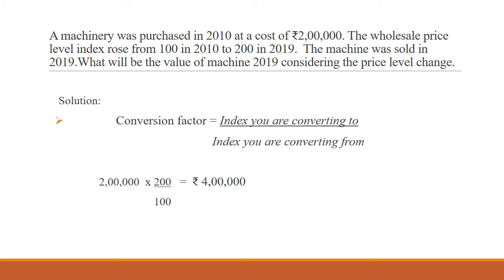According to the formula, the conversion factor is equal to the index you are converting to divided by the index you are converting from. The index you're converting to is 200, as we are converting to 2019. The index from 2010 is 100. Therefore, the amount is 2 lakh into 200 divided by 100, which is rupees 4 lakh. This is how we find out the purchasing price by calculating the price level index.